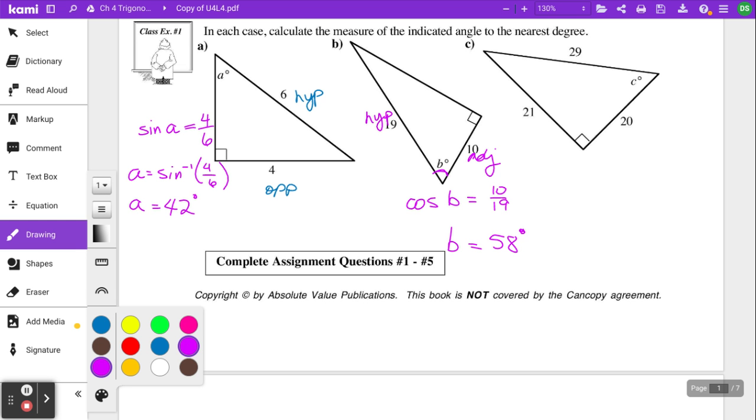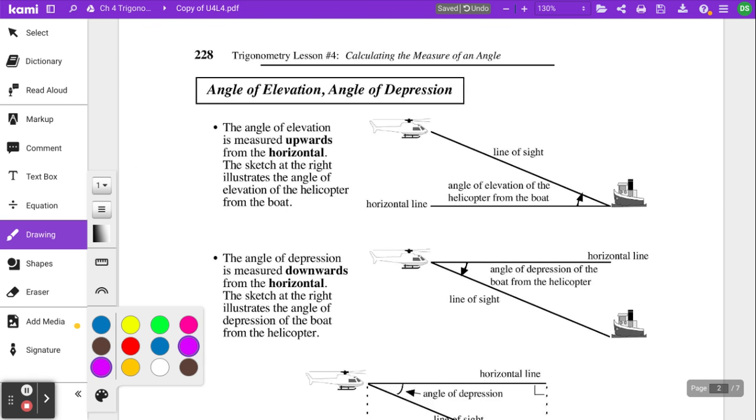Sine. So sine of C, always put the angle after the trig function. And that's going to equal the opposite over the hypotenuse. Do the math, you find C. Okay, moving on. We all good? Exactly the same as yesterday, just one little thing different.